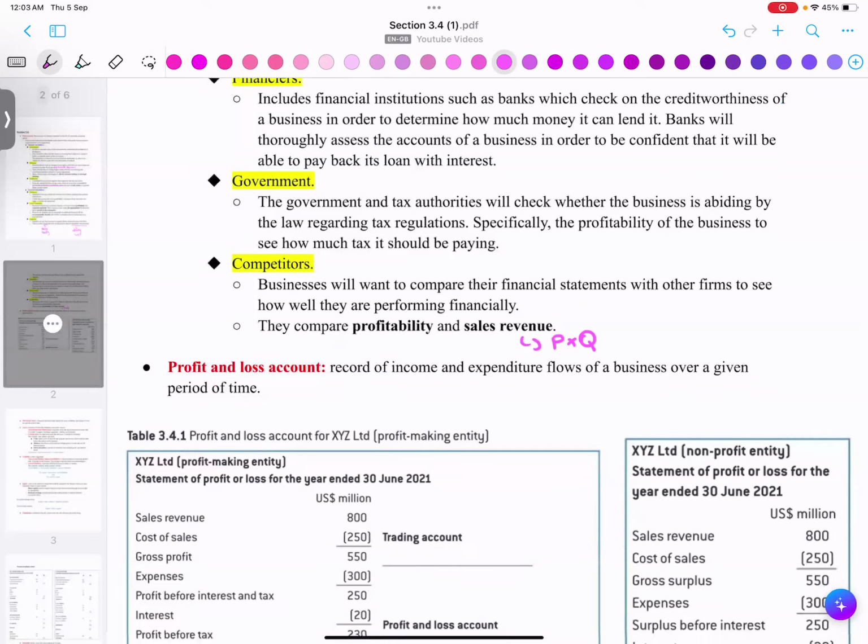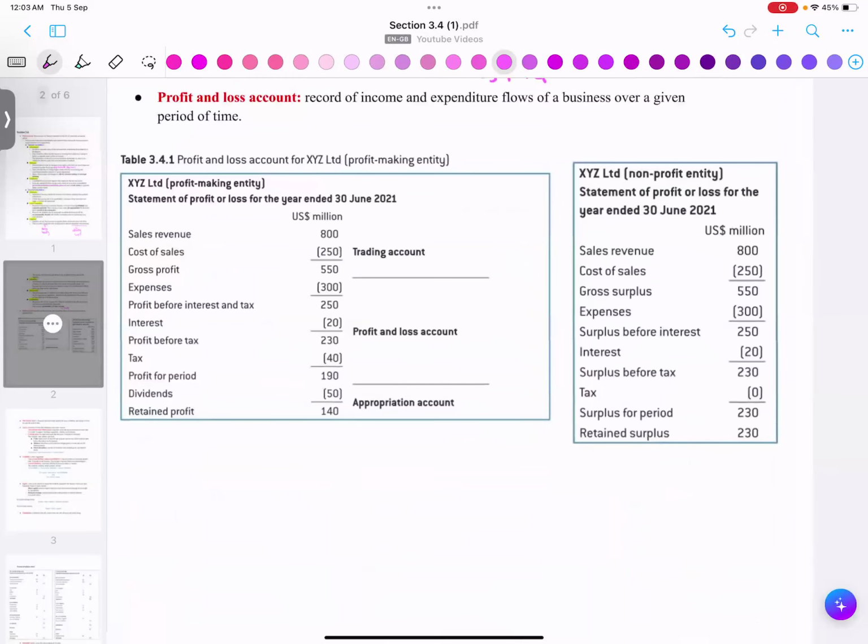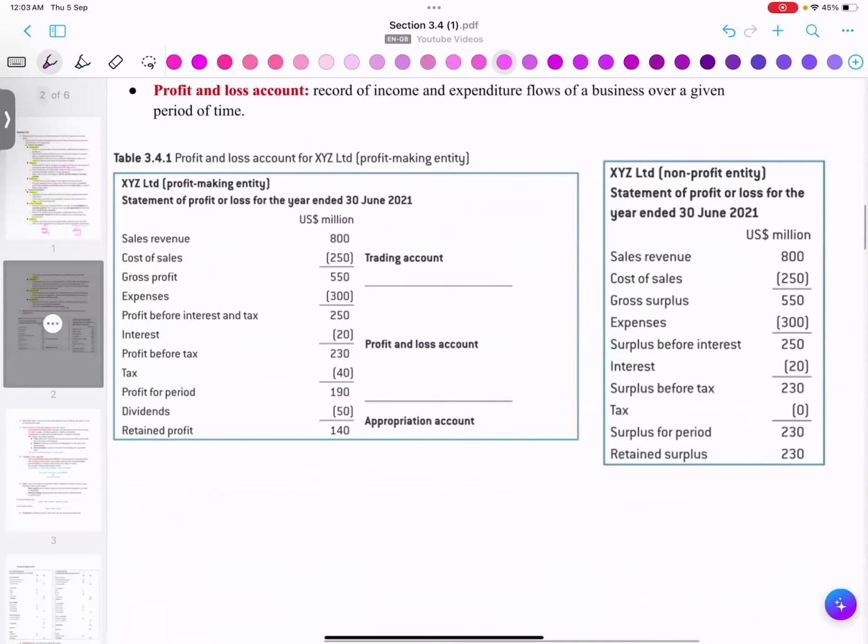So now we have a profit and loss account. This is very, very important. This comes up a lot in IB exam papers. If you're not going to get it in your official IB exams, you're most probably going to get it in your school exams at least. This is a very crucial part in IB business management. So now we're going to be studying the profit and loss.